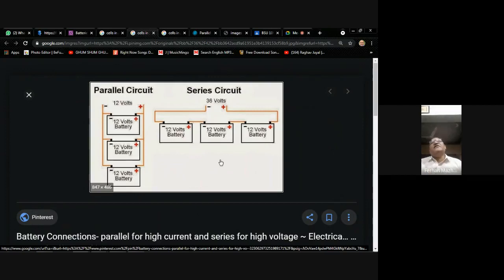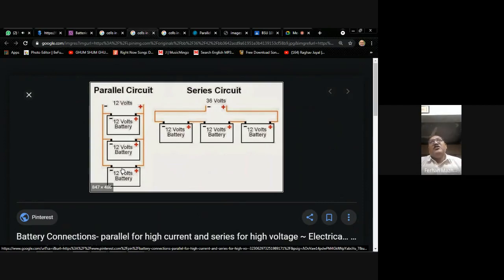Another way of connecting the batteries can be in such a way that the negatives of all the batteries are connected with each other and the positives of all the batteries are connected with each other. Like in this combination, you see the negative of the third battery, the negative of the second battery, the negative of the first battery are connected with each other. And the positive of the third battery, the positive of the second battery, the positive of the first battery are connected with each other. If you connect the batteries in such a way, we say that you have connected them in parallel to each other.